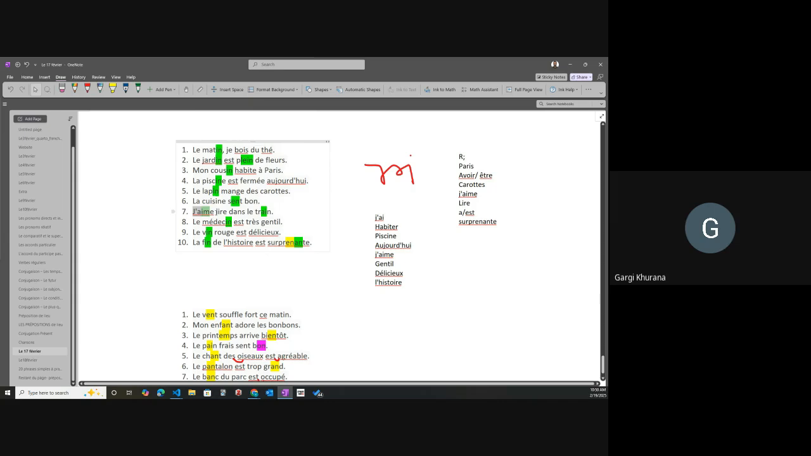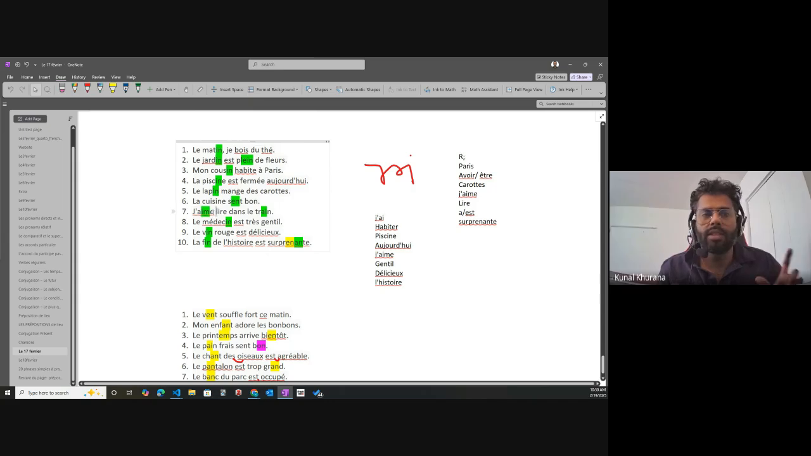Remember, the same thing, you pronounce both. It's not j'aime, it's verb conjugate. The verb is aimer. So we removed the e because it starts with a vowel. Then we had to put it together, and then we conjugated the verb with the first person. J'aime lire dans le train. Okay, and then it's gentil. Le médecin est très gentil.